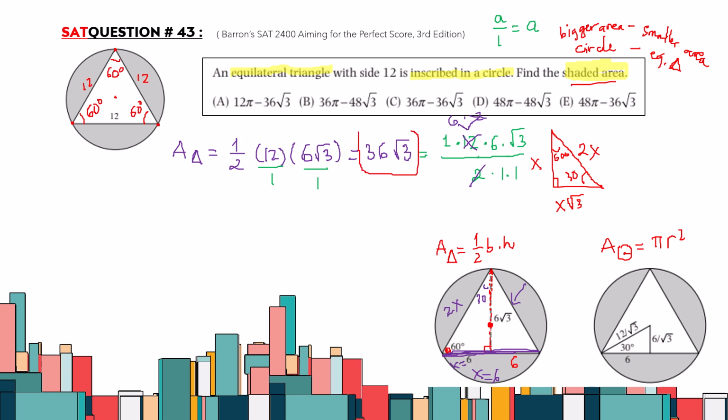So this is the smaller area. Okay. Now we will find the area of the circle.